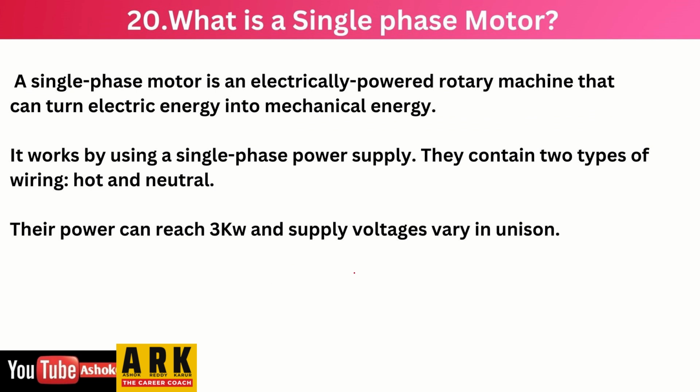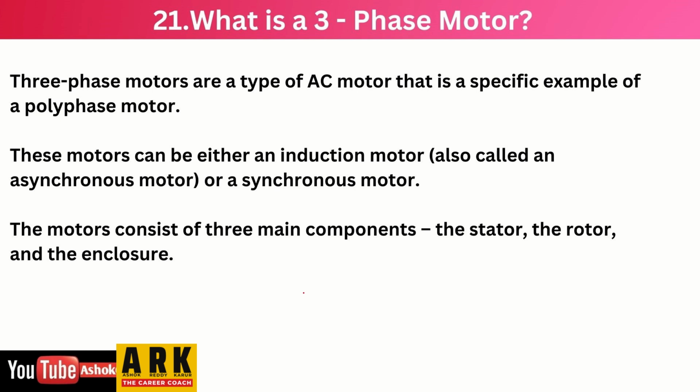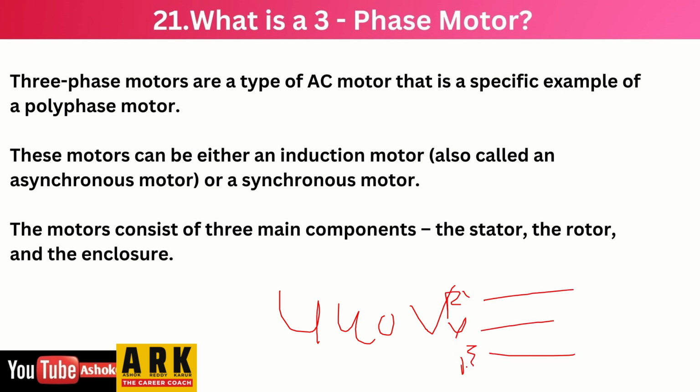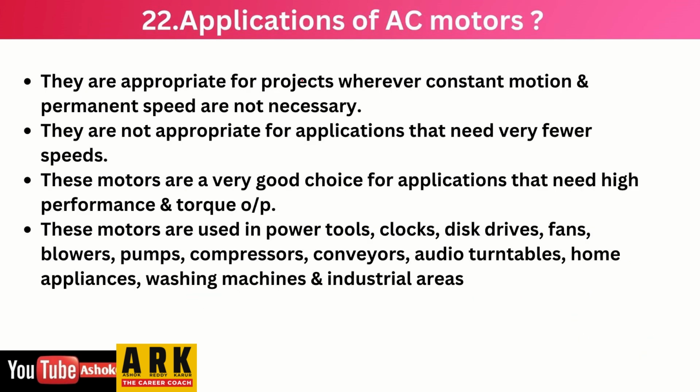And then what is the single phase motor? As I told you, in the single phase we use 230 volts, and in the three phase motor we use 440 volts. Here we have the three phase RYB, all positive, positive, positive, but in the single phase it is one positive, one negative. So this is the three phase and this is the single phase, okay. Applications of the AC motors: there are so many, used in many areas in the industry.